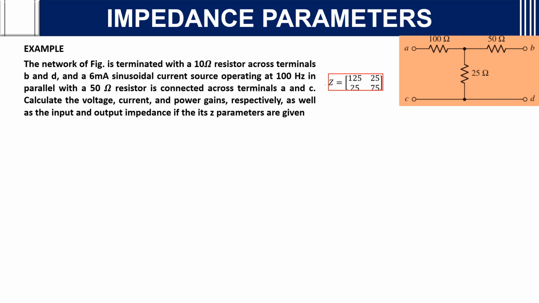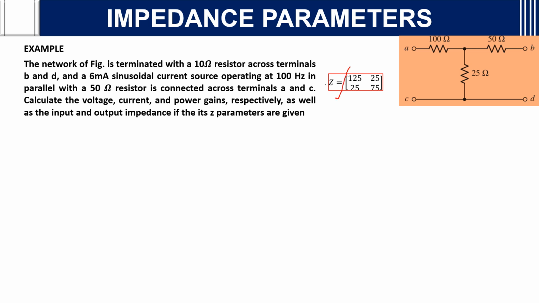The network of the figure is terminated with a 10 ohm resistor across terminals B and D, and a 6 milliampere sinusoidal current source operating at 100 Hz in parallel with a 50 ohm resistor is connected across terminals AC. Calculate the voltage, current and power gains respectively, as well as the input and output impedance, if the Z parameters are given. Z parameters are already given.